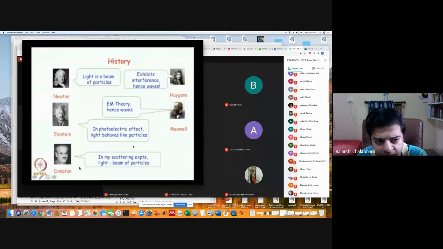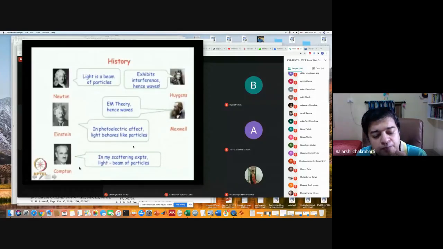Newton believed that light is made of particles. There are people like Huygens who say no, light shows what is known as interference. Hence, light is nothing but wave. And then Maxwell came up with the electromagnetic theory of waves. Later, in Einstein's explanation of the photoelectric effect, he had to assume that light is made of photons, which are like particles with a fixed energy. If you give me the frequency, the energy is h times that frequency.